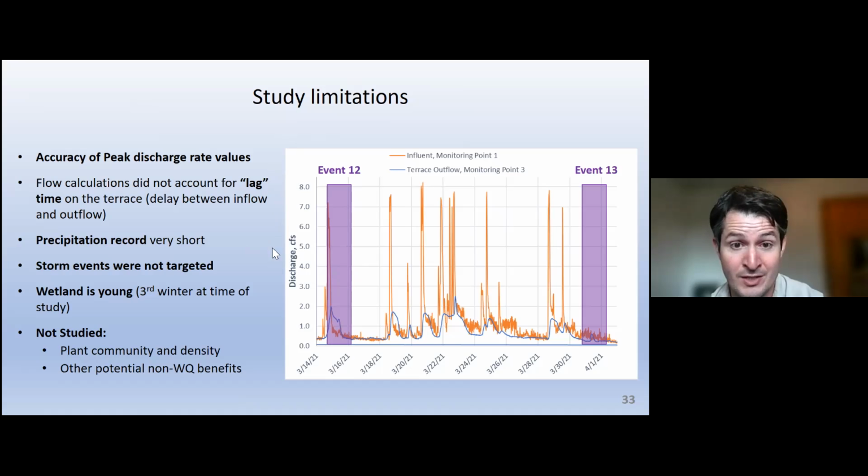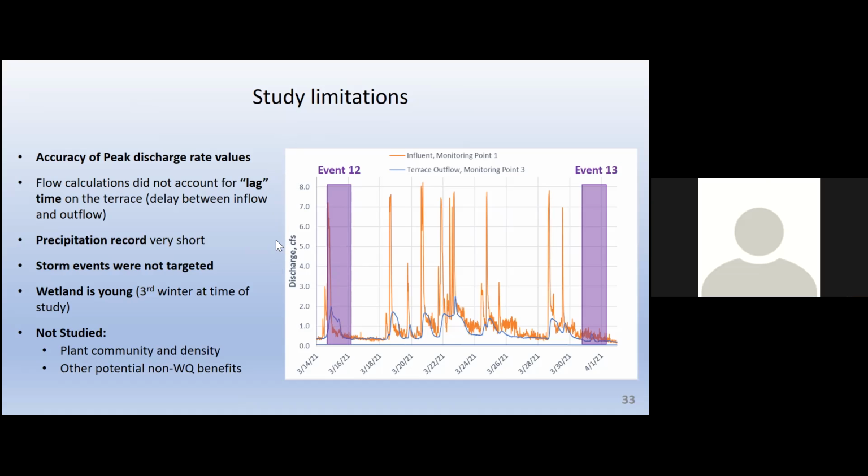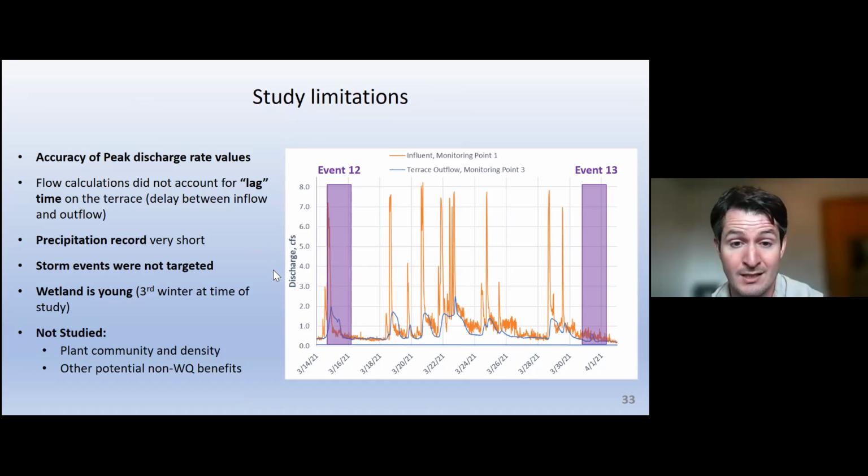The precipitation record was really short when I was comparing that with the reductions. I did not target storm events, which is probably when a lot of pollution is being delivered. Should be interesting to do in another study. The wetland is young, and I did not study anything about plants or other potential non-water quality benefits to the constructed wetland, which might be meaningful to some folks.